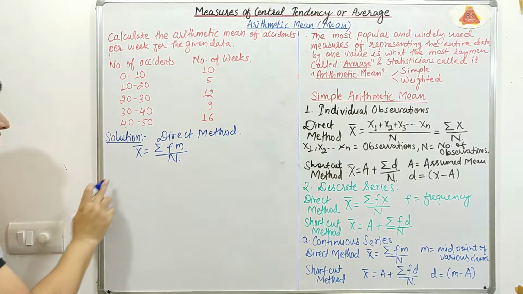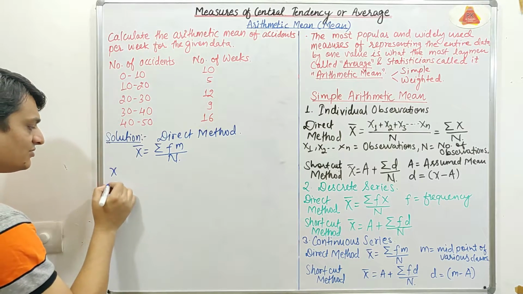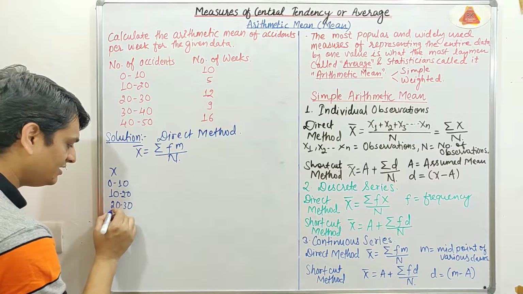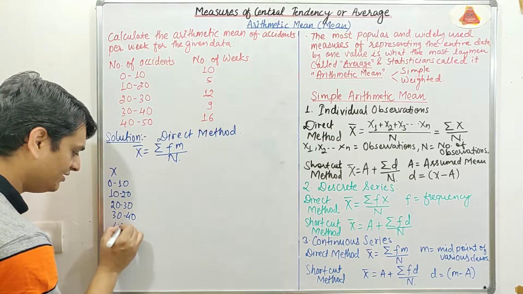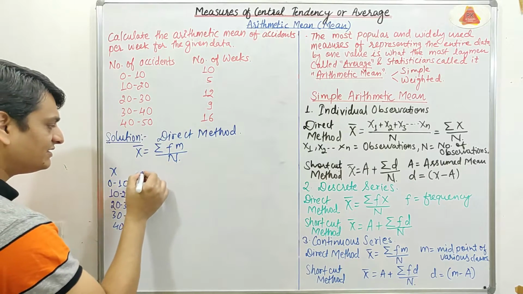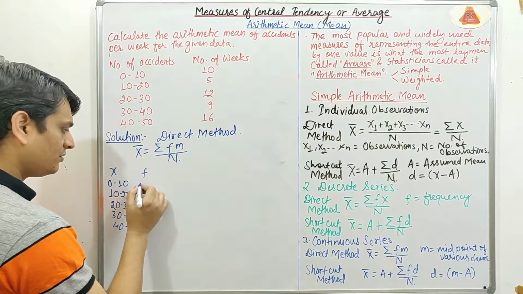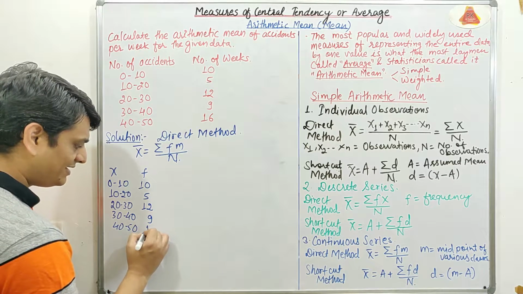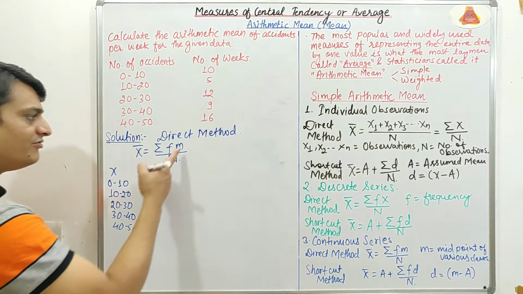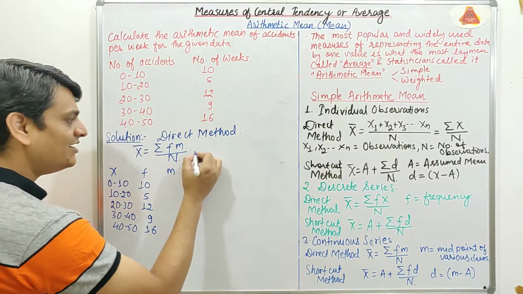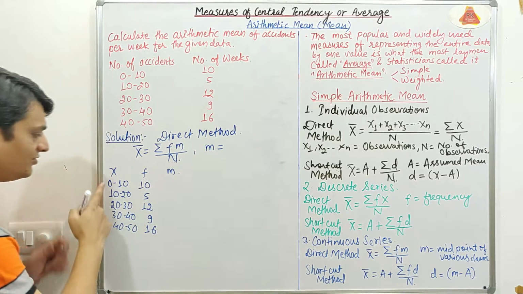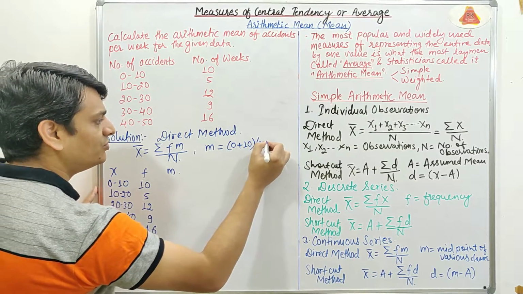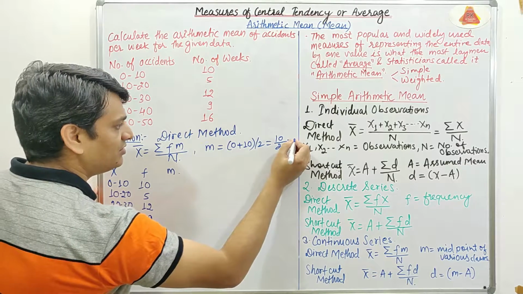So here first we have to make a column. This is the x, so it is 0 to 10, 10 to 20, 20 to 30, 30 to 40 and 40 to 50. And this is the frequency, that is f, so it will be 10, 5, 12, 9 and 16. Now in the next column we have to calculate m, that is the mid value. So m is equal to starting value plus ending value divided by 2, means 0 plus 10 by 2. So it will be 10 by 2 is equal to 5.